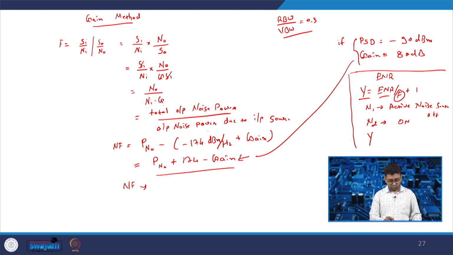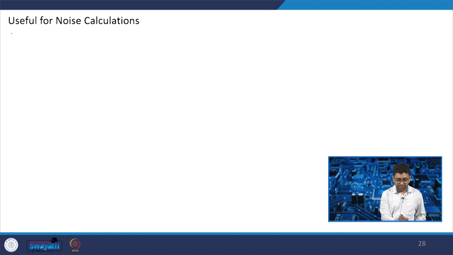Before going to linearity, I want to add a few points related to the noise sources in certain components, and what the equations for them are. That is a useful noise calculation. So, first we will start from the diode.